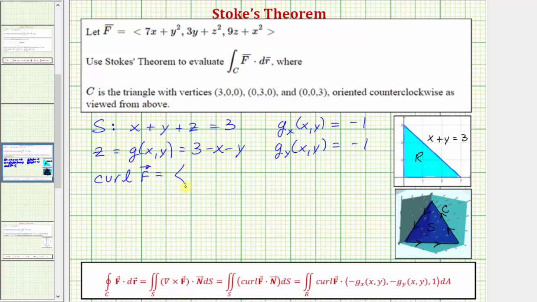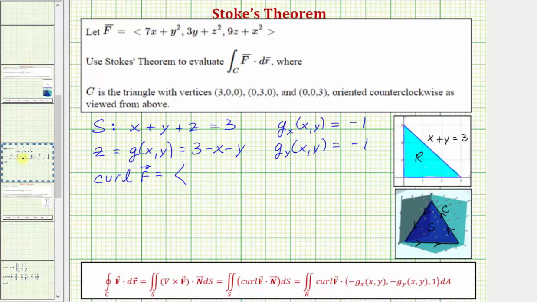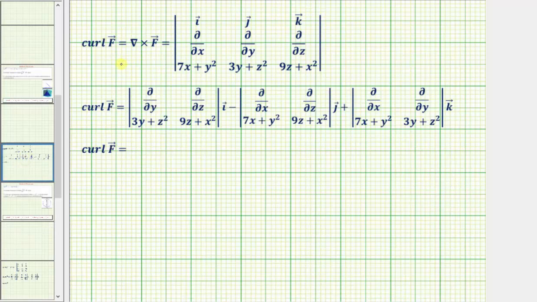The curl of the vector field f is equal to del crossed with the vector field f, which would give us this 3 by 3 determinant, where the first row has the unit vectors i, j, and k, the second row has the differential operators, and the third row has the components of the vector field f. Using expansion by minors gives us this next line here, where for this first determinant, we eliminate the row 1 column of the i vector, which would be row 1, column 1, leaving us with these 4 elements.